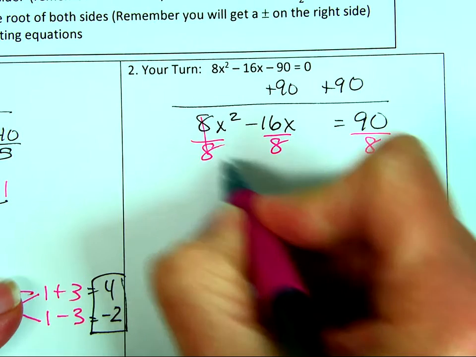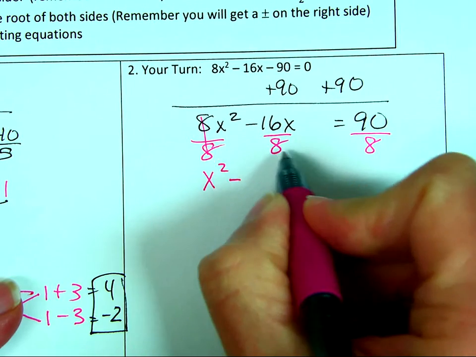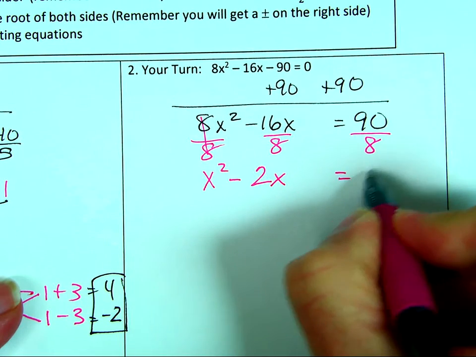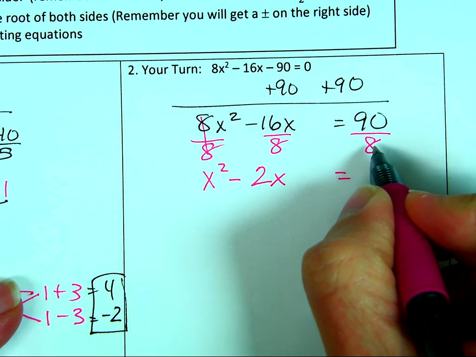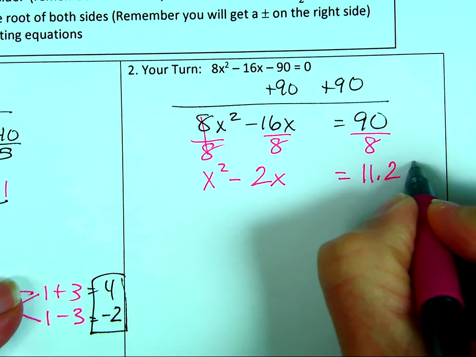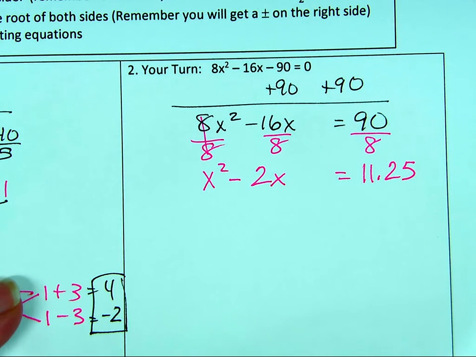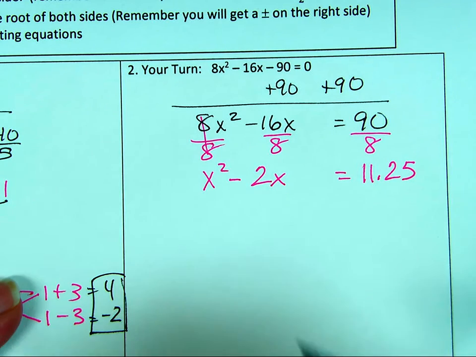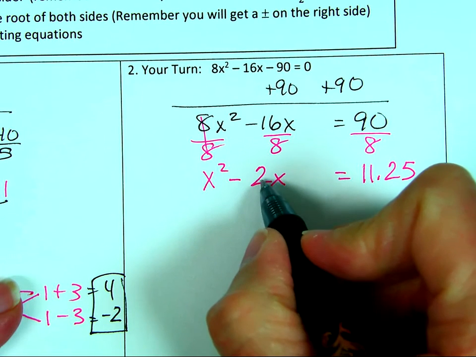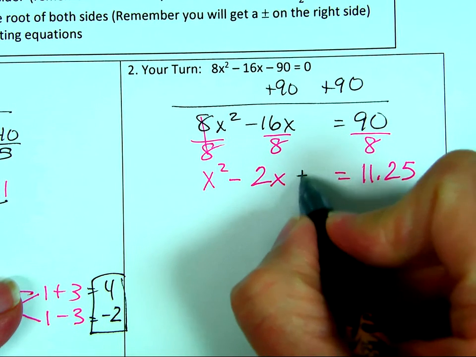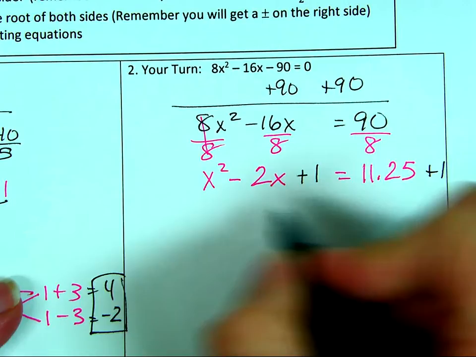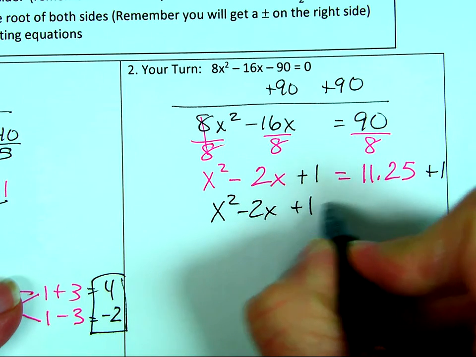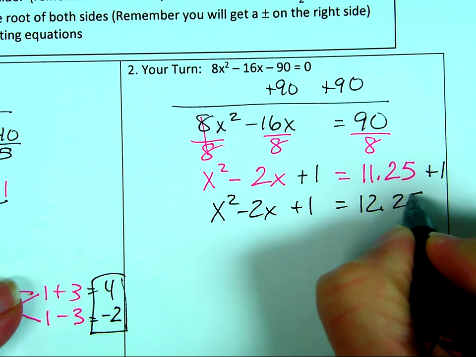So we get a is equal to 1. So I get x squared minus 2x equals, and 90 divided by 8, 11.25. You can do that in your calculator. So we have a decimal over there, but that's okay because we can put that in our calculator. We're going to take half of negative 2, which is negative 1. We're going to square it, which is 1. We're going to add it to both sides. So we get x squared minus 2x plus 1 equals 12.25.